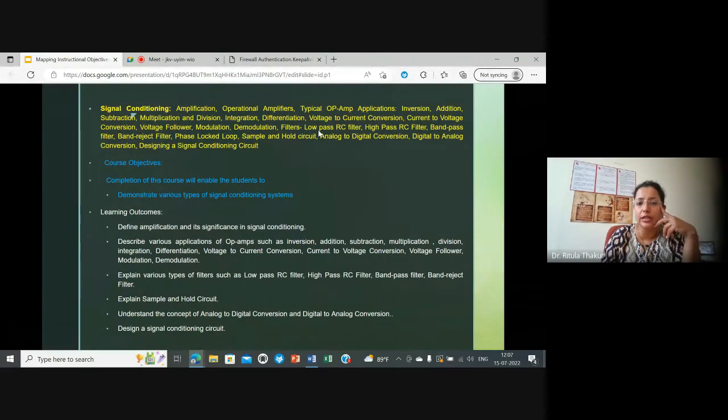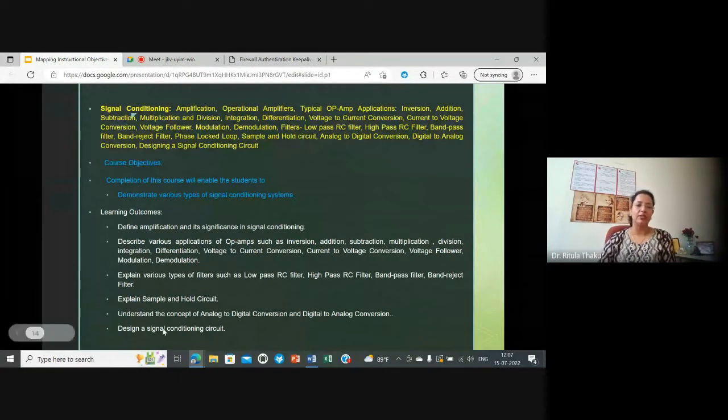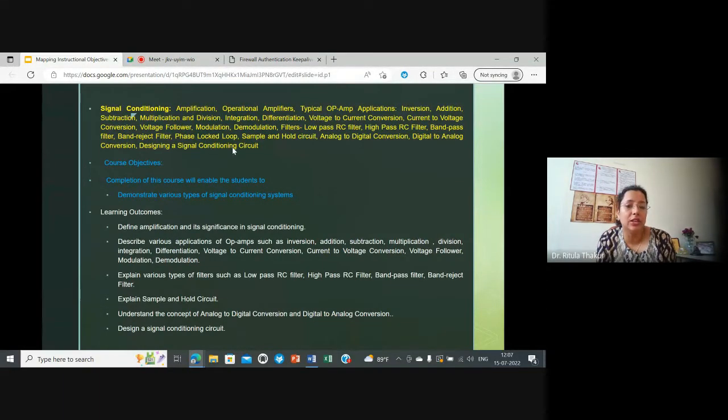Then we have filters, low pass filters, high pass filters, band pass filters and all. So for that we have this learning outcome, explain various types of filters such as low pass RC filter, etc. And then we have the sample and hold circuit. So that becomes explain sample and hold circuit. Finally, analog to digital conversion, D to A conversion. We have this, understand the concept of A to D conversion and digital to analog conversion. And finally, designing a signal conditioning circuit.